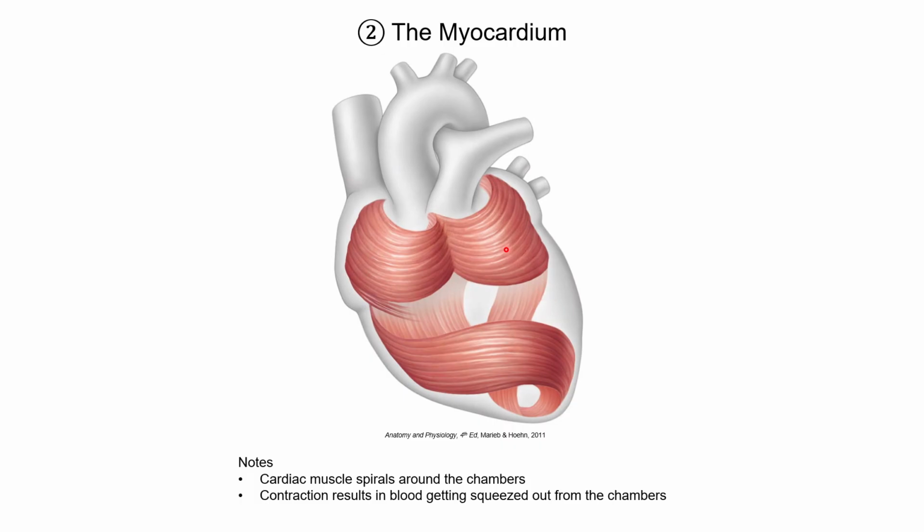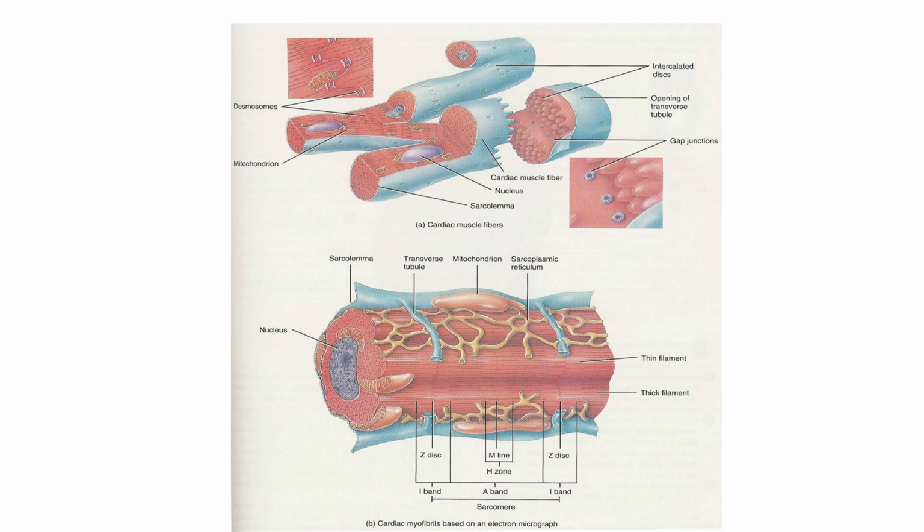And this is to give you an idea about the arrangement of the muscles. They are arranged in the form of spirals around the chambers, and from their contraction, you can tell that it will result in blood getting squeezed out of these chambers into the various vessels. This is another view of the cardiac muscle. This is more of a microscopic view.